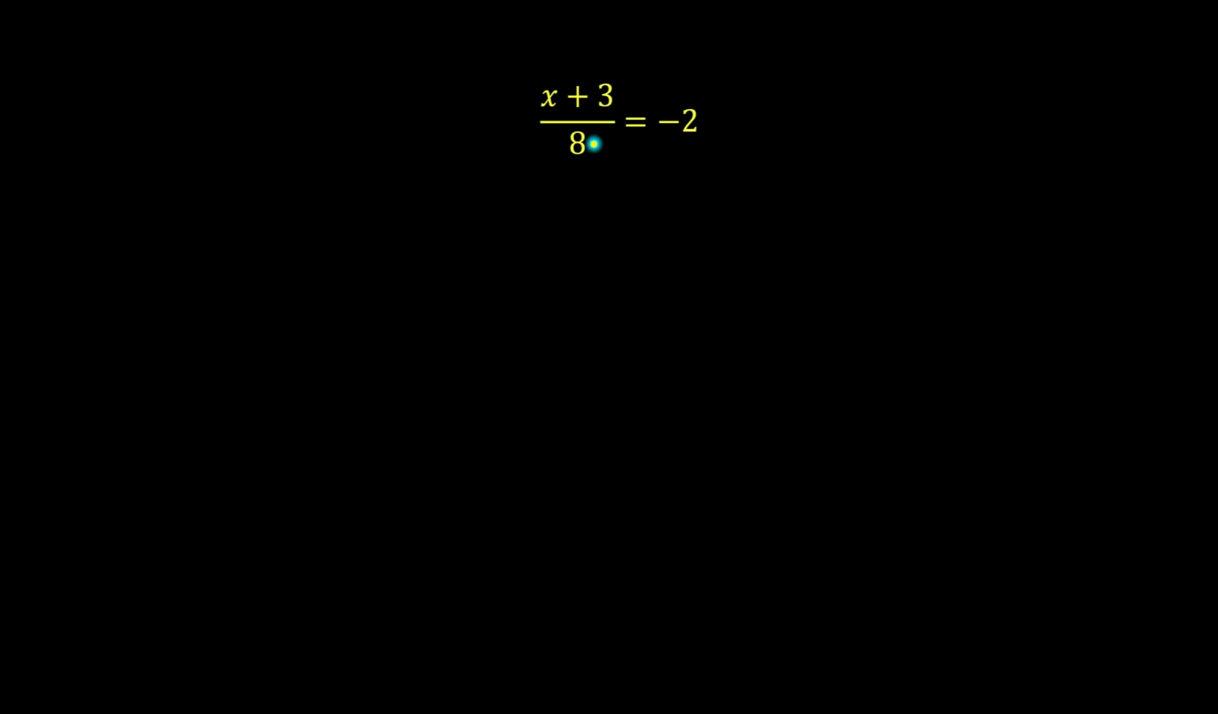Let's look at this one. Now how do we deal with this type of one? Exactly the same way as what we've been doing. If you've got a fraction, you always multiply both sides by the denominator. So we have 8 as a denominator. So I'm going to multiply both sides by 8. So I have x plus 3 over 8, and negative 2 times 8. If I leave my 8 here, that's what I get.